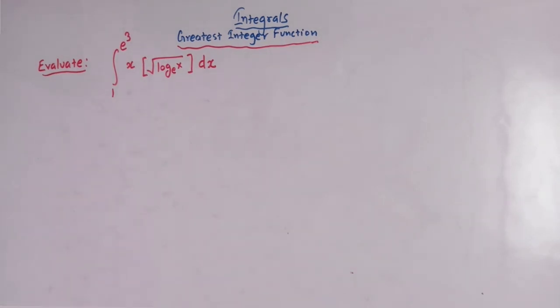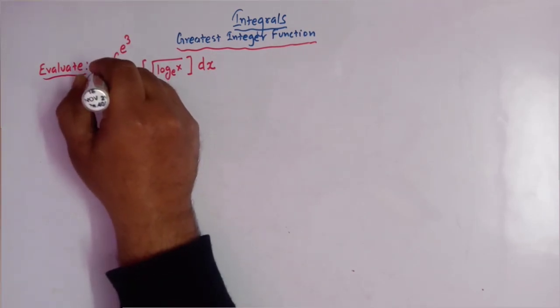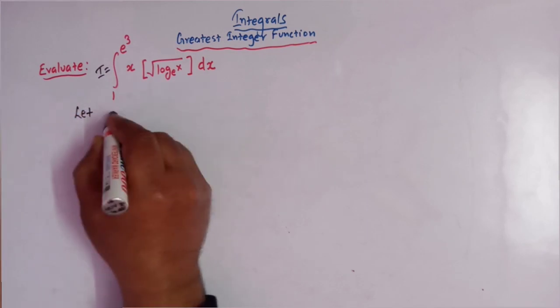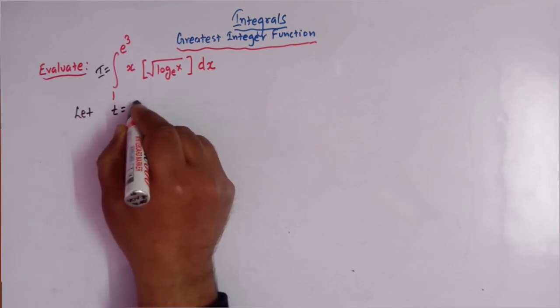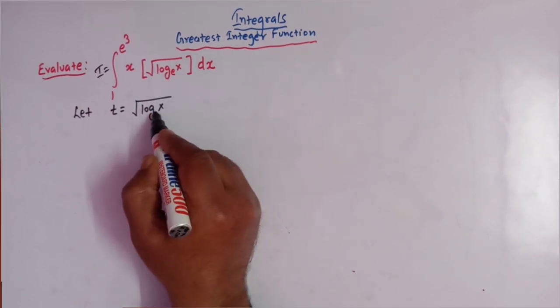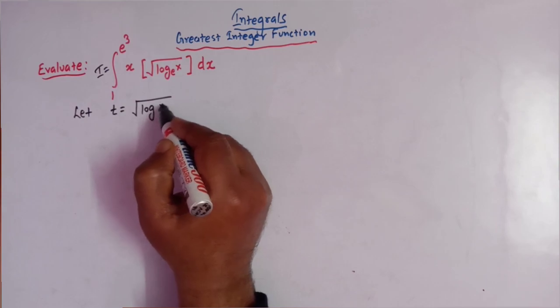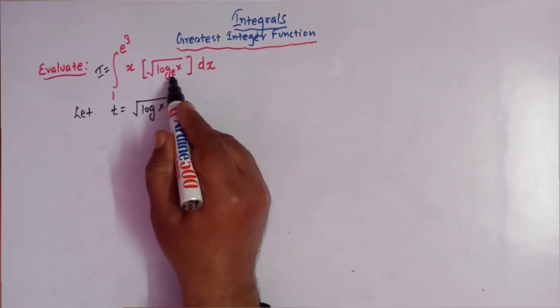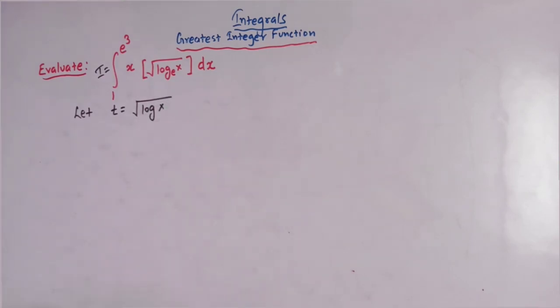Now to solve this integral, we will use the method of substitution. Let us take this integral as I, and here we'll take t is equal to square root of log of x. Here we are not writing the base e, and it is understood that the base of this logarithm is the exponential number e. So we'll take t is equal to square root of log x.